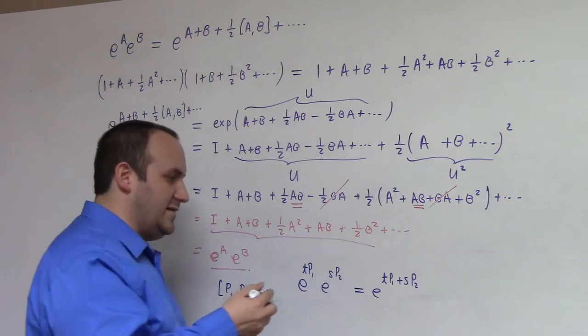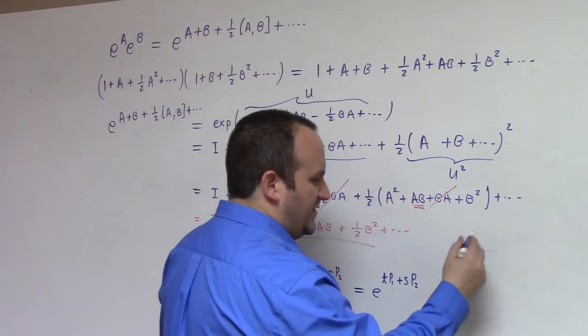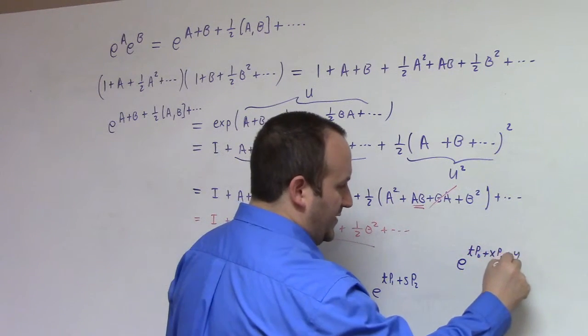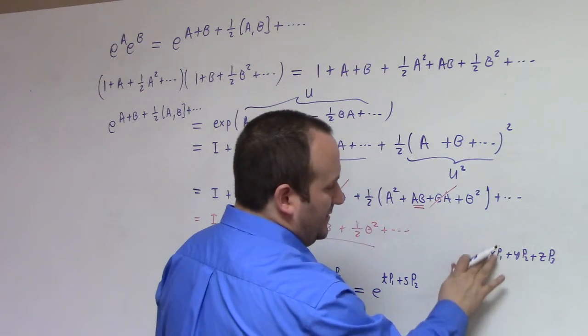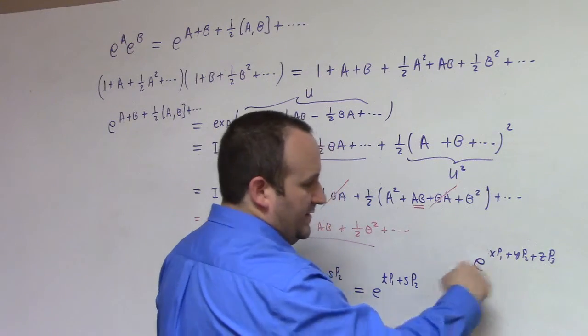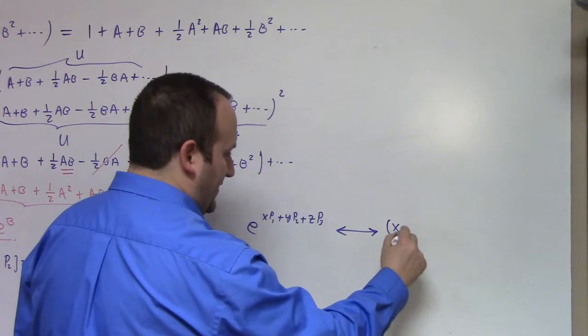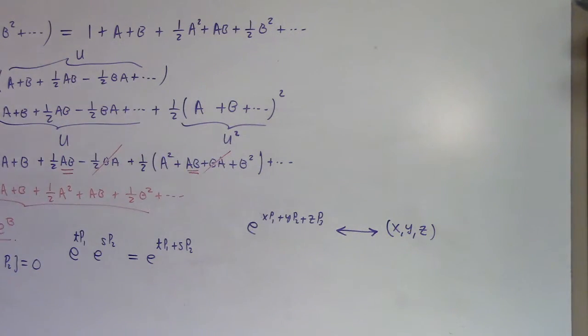And there's a way of making a correspondence. Let me just say it: like e to the TP naught plus XP1 plus YP2 plus ZP3. Oh, tell you what, forget about the time. Let's not be weird. There's a correspondence between this and the point XYZ. So you can use the exponential of the momentum algebra to represent physical space.